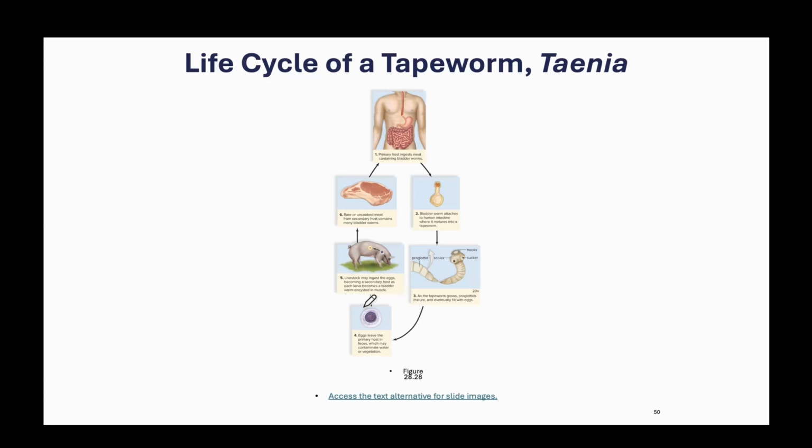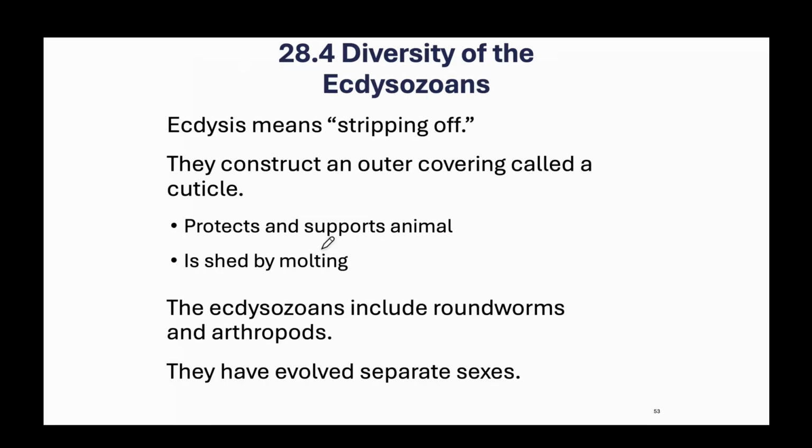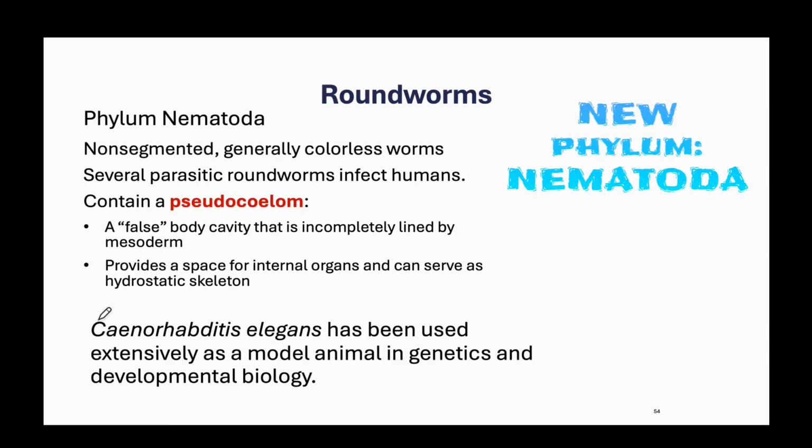Now, if we look at this term, ecdysozoans, you need to write this down. This is going to be under our arthropods. This word means stripping off or shedding, so I would put, to shed or to molt. These include roundworms and arthropods. If we look at roundworms first, that's a whole separate phylum, the phylum Nematoda. Here, I would write down nematodes are known as your roundworms. We said that they are ecdysozoans. That means they shed or they molt.